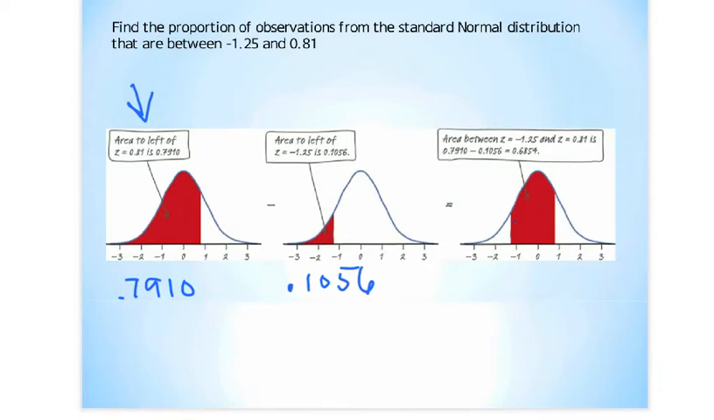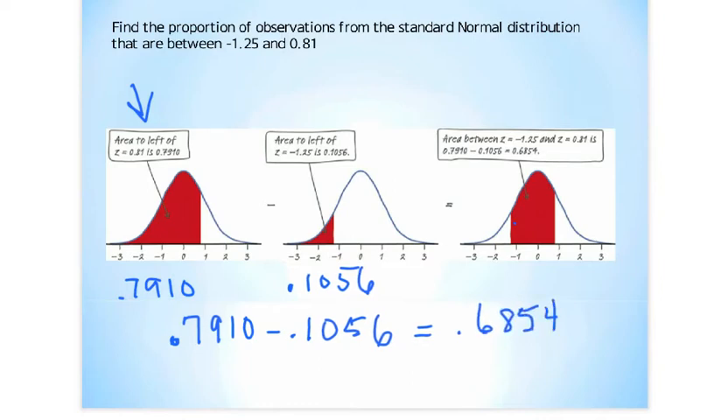So whatever shall I do? Well, it would stand to reason that if I take 0.7910 and I subtract 0.1056, then I should be able to get the number that I'm looking for, which should be 0.6854. Now, there's other ways that you can do that, but that seems to be the easiest one.